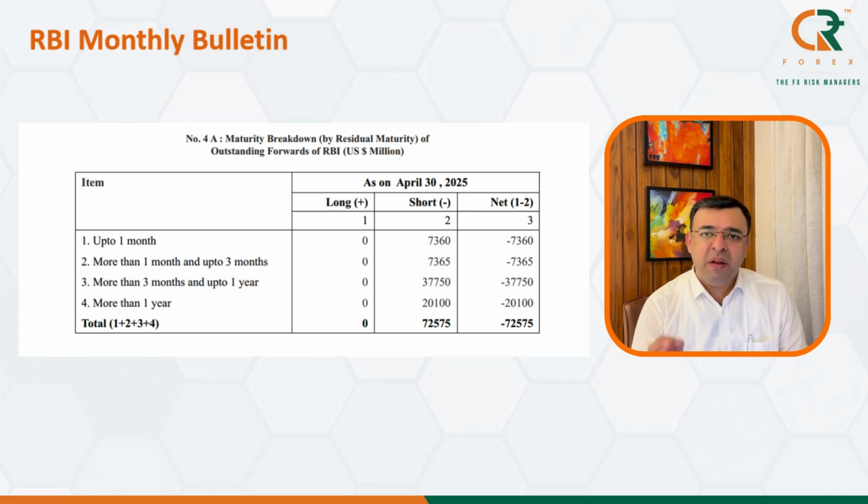RBI releases a monthly bulletin every month. From the monthly bulletin, you are able to extract that as on 30th April 2025, RBI's net sold position in the forward market is close to $72 billion. Now, whether $72 billion is an adequate number or not, let us decode that.